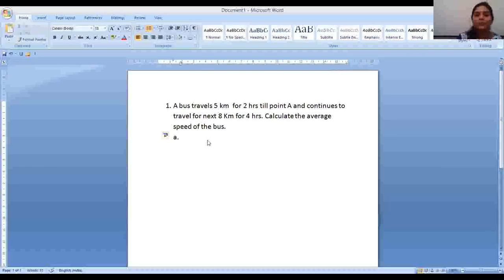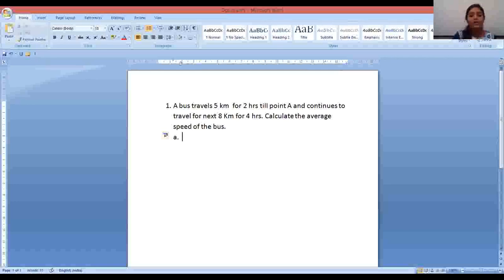Here we have a question wherein we have to calculate the average speed of the bus. So let's try to find out first. A bus travels 5 kilometers for 2 hours till point A and continues to travel for 8 kilometers for 4 hours. Here we have the measures for distance and the measures for time. If you see, we have two different sets of data over here, and on the basis of that, we have to calculate the average speed.